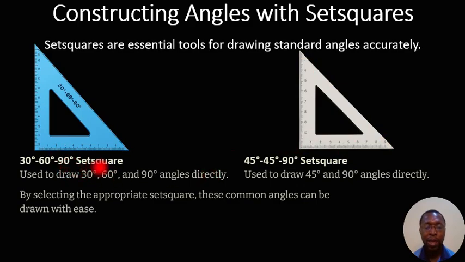So for the 30, 60, 90 set square, we can use it to construct angle 30 degrees, we can use it to construct angle 60 degrees, we can also use it to construct angle 90 degrees directly. You don't have to stretch yourself. The angles are already there. All you need to do is get your pencil and draw out the angles, whether it is for 30 or for 60 or for 90. The same applies for the 45, 45 and 90 degrees set square. You can use it to construct angle 45 degrees and angle 90 degrees, because the angles are already in the set square. So when you need any of them, you just use them appropriately.